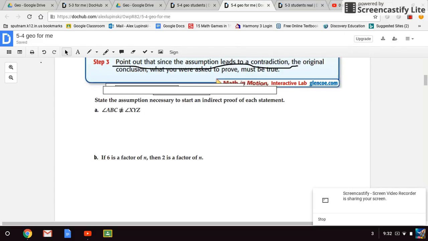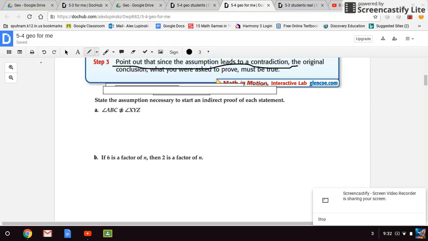So we're going to state the assumption necessary to start an indirect proof. I'm going to skip A. You're going to do that one. I'm going to do B because it's a little bit different. So if 6 is a factor of n, then 2 is a factor of n as well. So if 6 is a factor of n, we need to do the negation of that, basically.